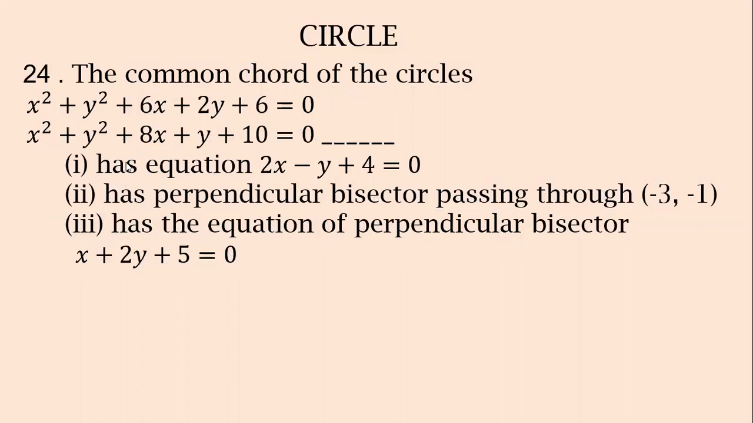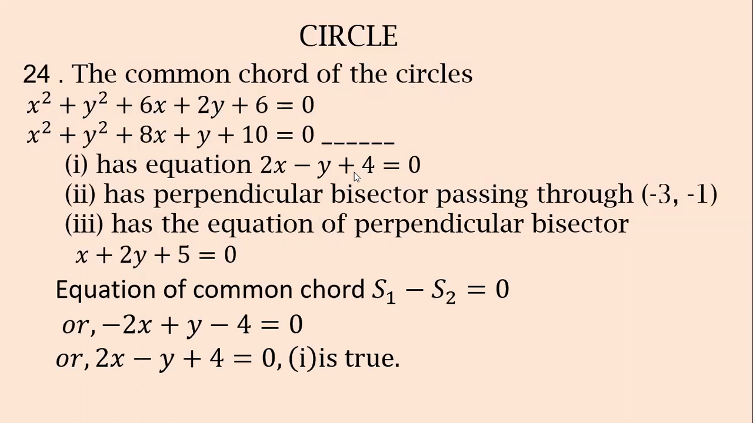Firstly, is this equation the common chord or not? So how do we get the common chord? Subtracting the equations, s1 minus s2, we get x minus y plus 4 is equal to 0. So option 1 is true. So this is the common chord.